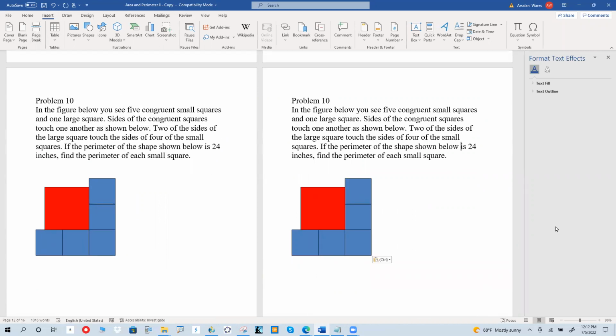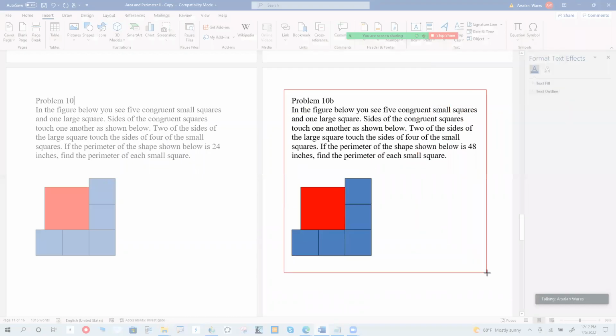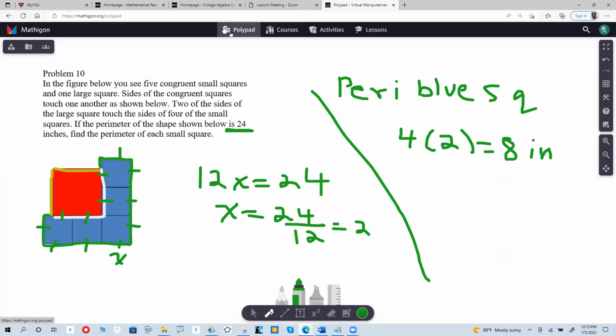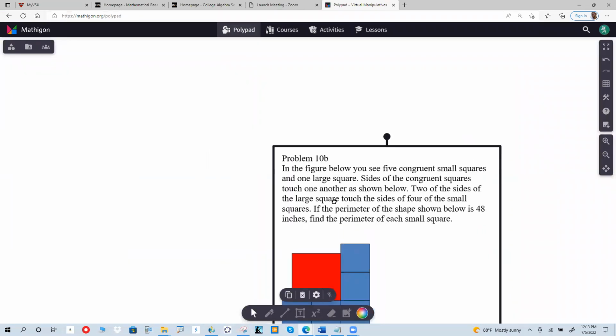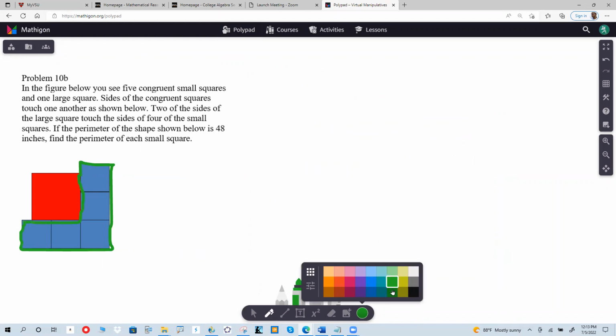I'm going to make it 48. Okay, that's what I'm going to make it. I'm going to call it 10B. Once again, the main point is to see the perimeter of this shape is same as the perimeter of this shape.